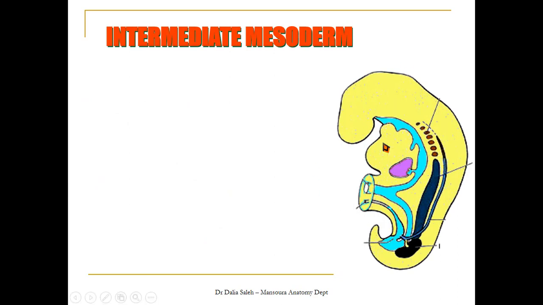Here in this diagram, you can see a longitudinal section in the embryo. This is the head region. This is the tail. This is the heart. This is the umbilical cord. This is the GIT, or the gastrointestinal tract. And we can see here the intermediate mesoderm. This area is represented here by the intermediate mesoderm.